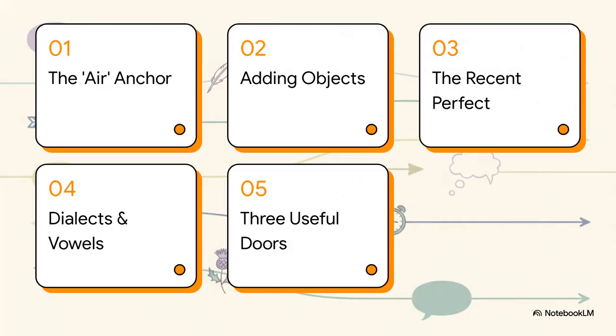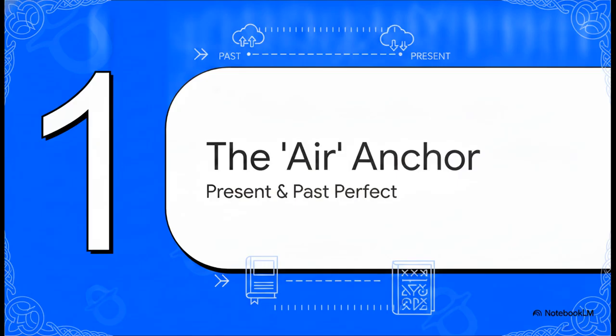So here is our roadmap for today. We'll start with the air anchor, move right into adding objects, cover the recent perfect, touch on dialects and vowels, and then finish up with what we call the 3 useful doors. Section 1, the air anchor, present and past perfect.